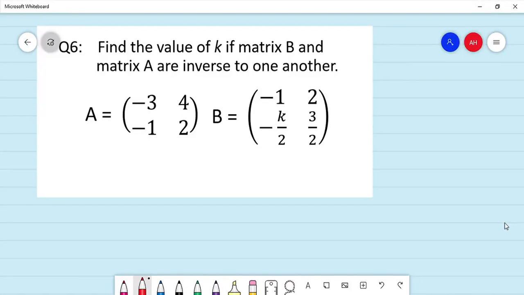This is equation number 6. Find the value of K if matrix B and matrix A are inverse to one another, meaning A is the inverse of B and B is the inverse of A. We have unknown K in this equation. In matrix B, we have negative K over 2. Now, the question is how to find the value for K, given A and B are inverse to each other.